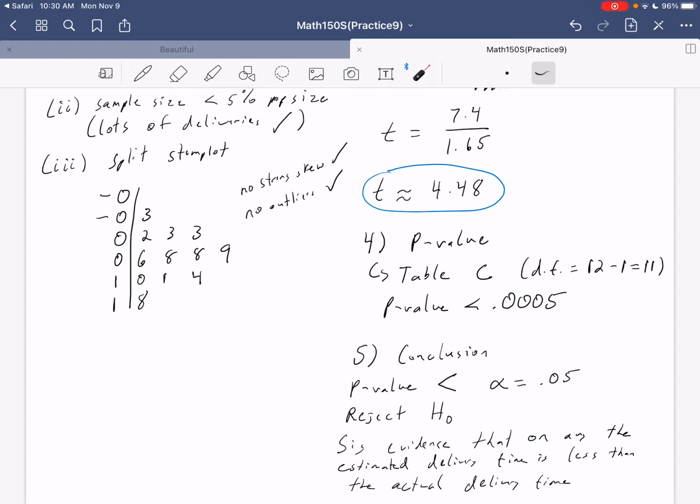Super important, though, that you get that phrase "on average" in there. It does not mean that every delivery has an estimated delivery time less than the actual one.